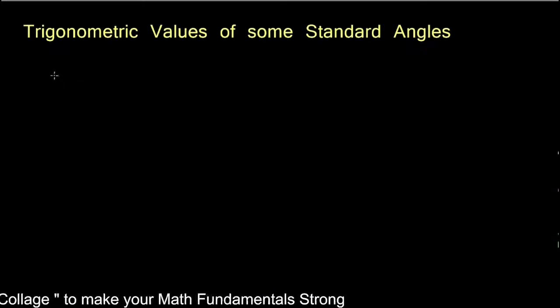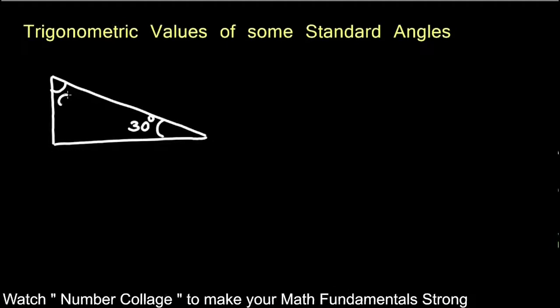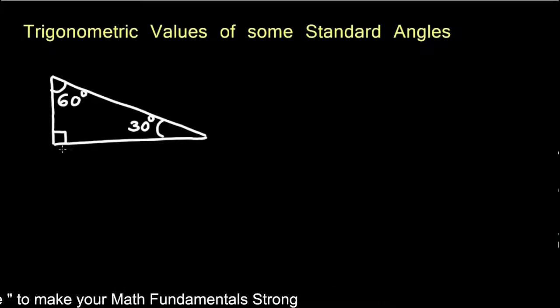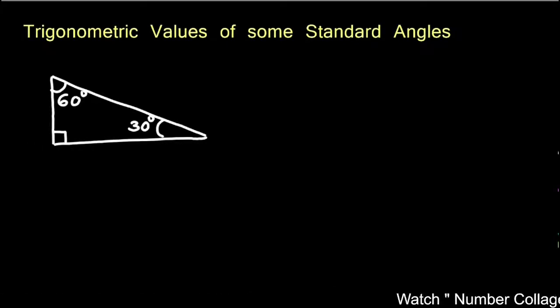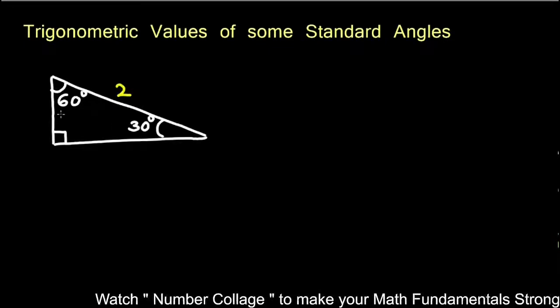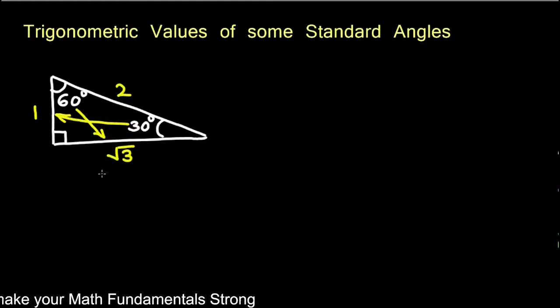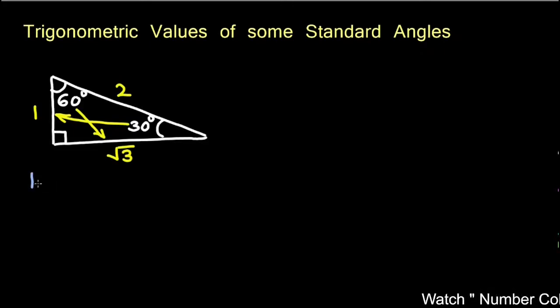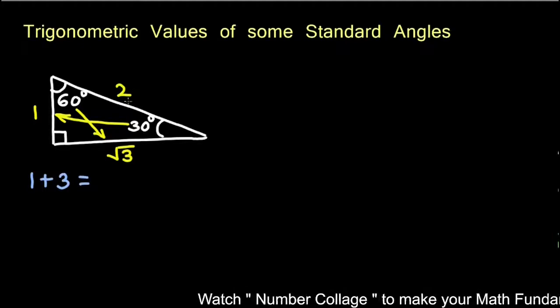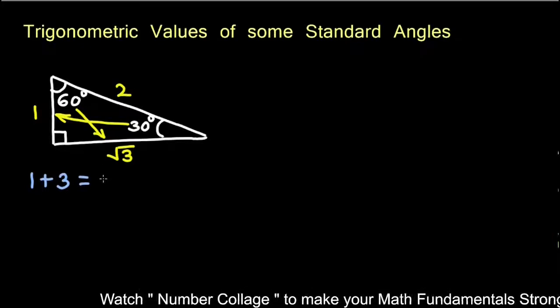We will draw a 30 degrees, 60 degrees, 90 degrees right triangle. Let length of hypotenuse be 2. The side opposite to 30 degrees is 1 and the side opposite to 60 degrees is root 3. These values are obeyed by the Pythagoras theorem because 1 square is 1, root 3 square is 3, which is equal to the hypotenuse square, which is 2 square, and that will be 4.